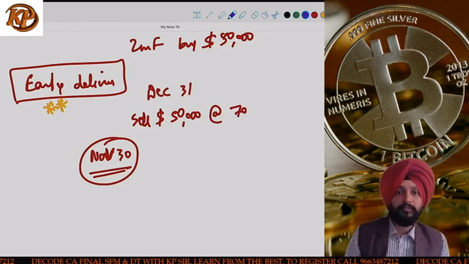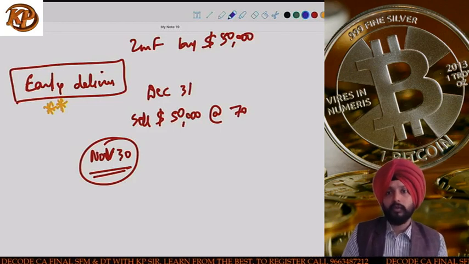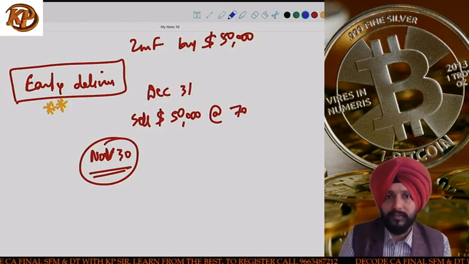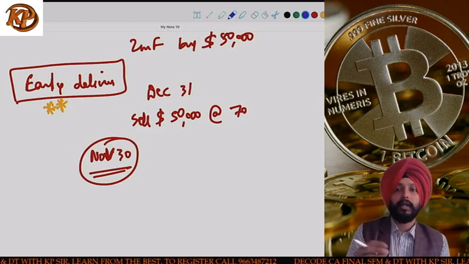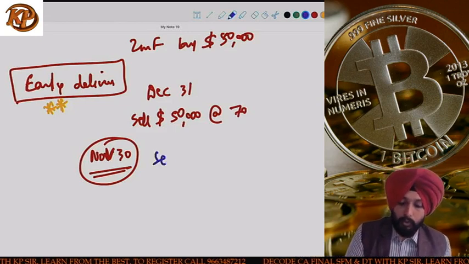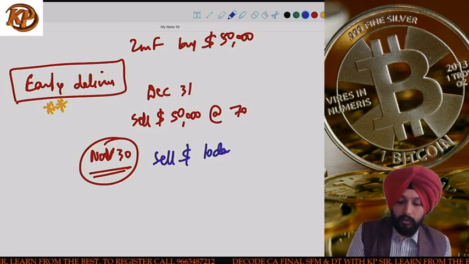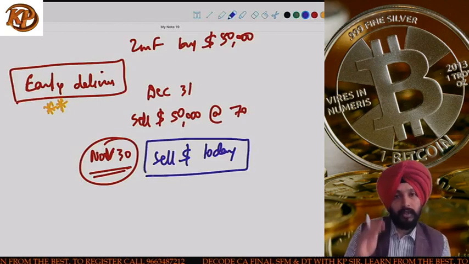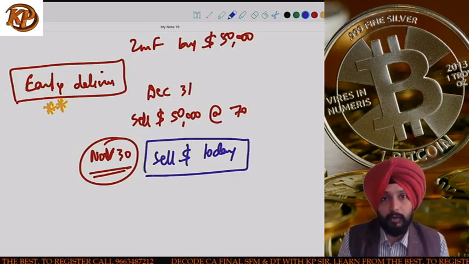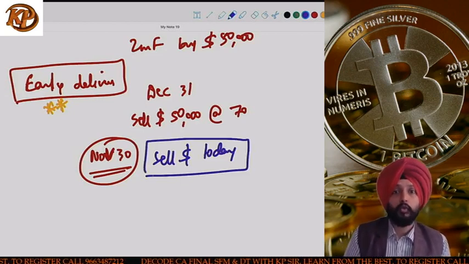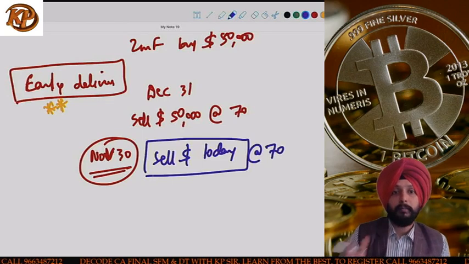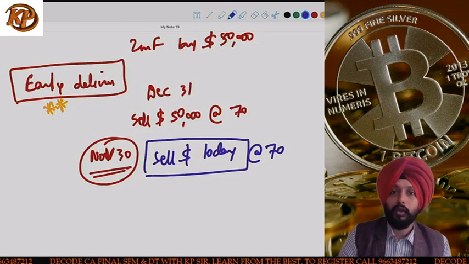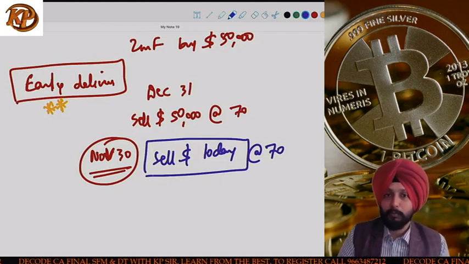So December 31st, I have a sell $50,000 contract. So actually I should come to the bank on 31st December and sell $50,000 at the rate of 70. But I come on November 30th and I tell bank I want to sell dollar today itself. The question is, will bank allow early delivery? Answer is yes, as per RBI guidelines, they will allow. Not just that, they will allow you at the old contractual rate, which is at the rate of 70. So November 30th, you come and you will sell dollar at 70 rupees per dollar.